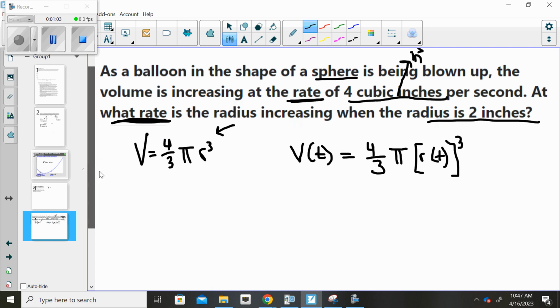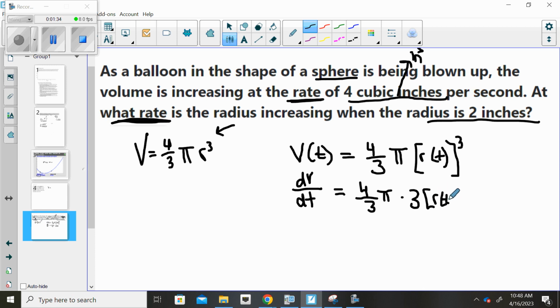Then we take the derivative. So pause the video, make sure you can take the derivative. If you're watching this in spring of 2023, this was your quiz question. Okay, so the pi, the 4/3 pi, those are just constants, so they just sit out in front. And then we take the derivative using the chain rule, take the derivative of the outer, keep the inner, and then times the derivative of the inner, which would be dr dt.